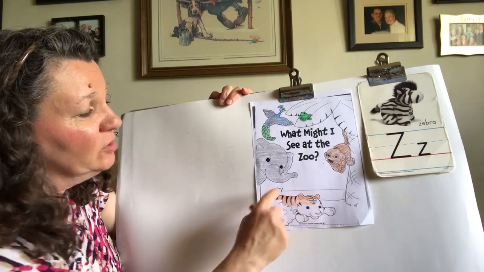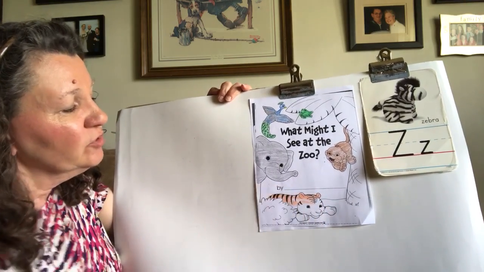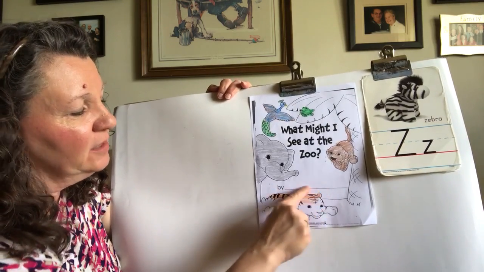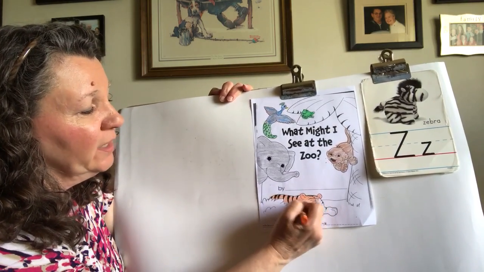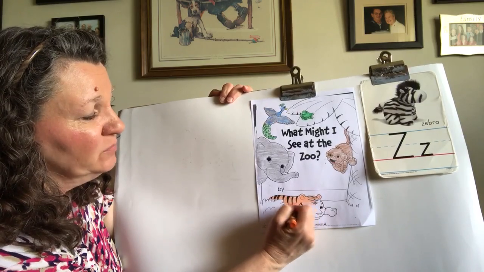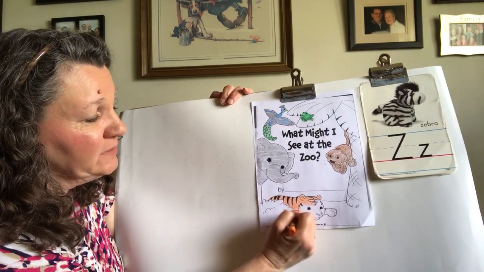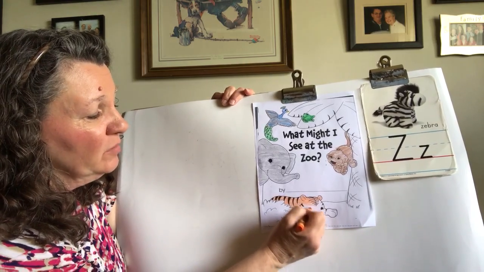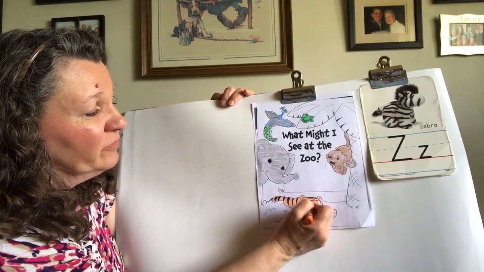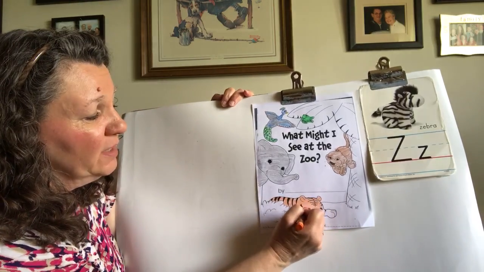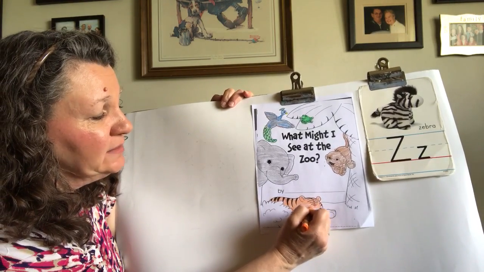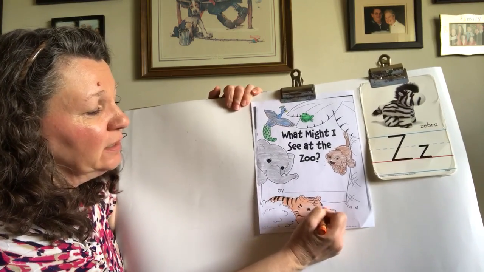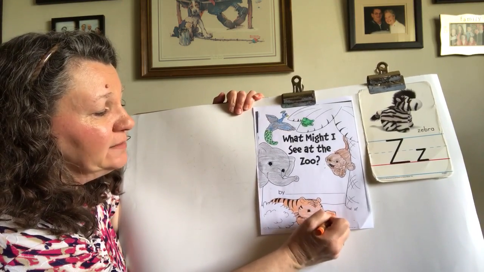Oh, I forgot to tell you, on this line here, you should write your name, because it says, what might I see at the zoo by, and on that line, you can write your name. I hope you're practicing your names. Okay, I haven't been able to dot the letters for you, but maybe your mom or your daddy can do that for you, or maybe you've been practicing and maybe you can write your name without the letters being dotted. Okay, keep practicing those names.